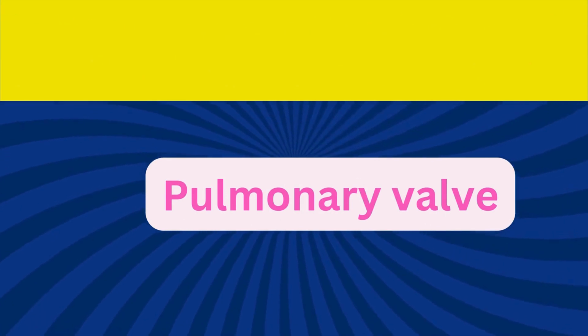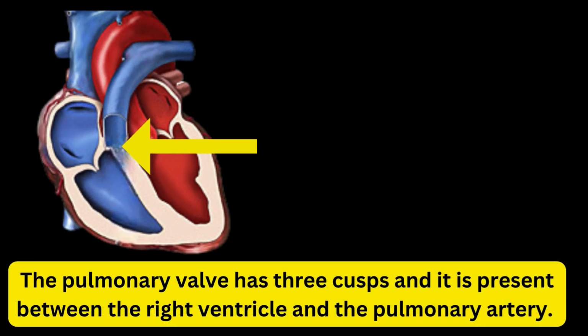Pulmonary valve. The pulmonary valve has 3 cusps, and it is present between the right ventricle and the pulmonary artery.